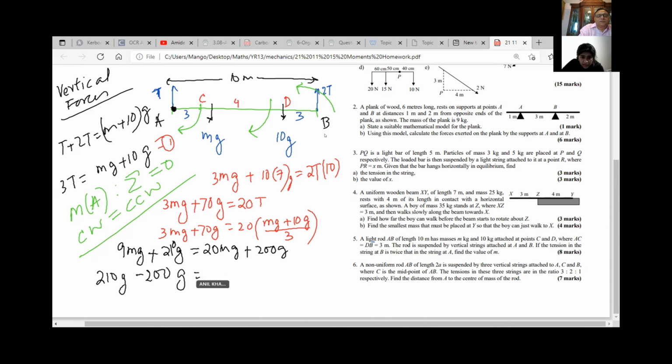equals 20 mg minus 9 mg. Is that clear to you now? So 20 minus 9 is 11 mg, and this is 10 g. So from here, g and g cancel, and what we get here is m equals 10 over 11. So m equals 10 over 11 kg.